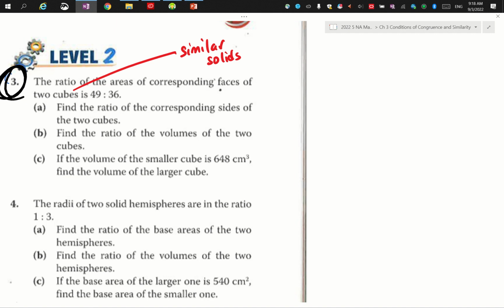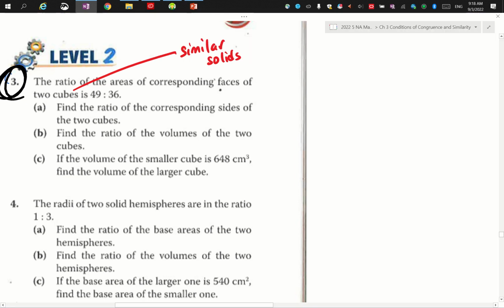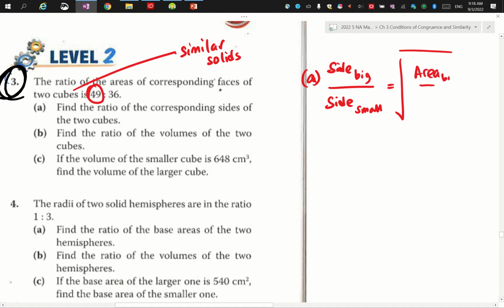Similarly, every single sphere is similar. Whether it is a big sphere, small sphere, they're all similar solids. Okay? Now, they want us to find the ratio for the corresponding sides. So part A. Side, they started with the big one, so side big divided by side small. Now the side is going to be the square root of the area big over area small.